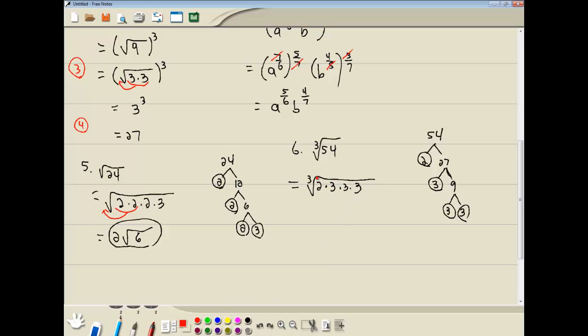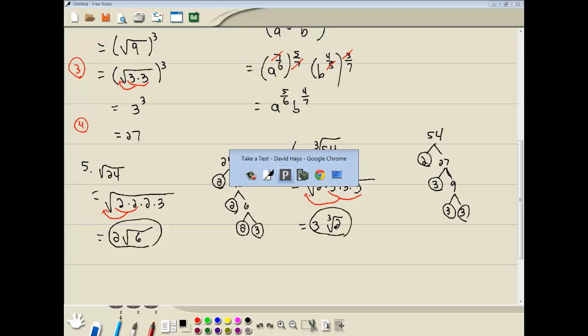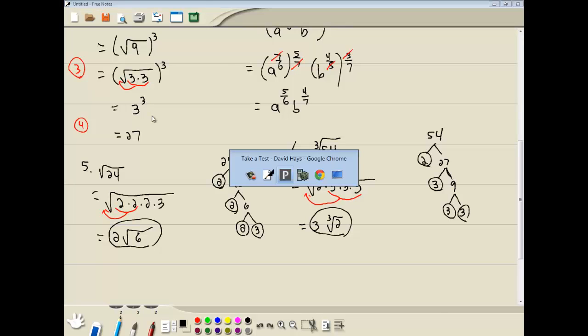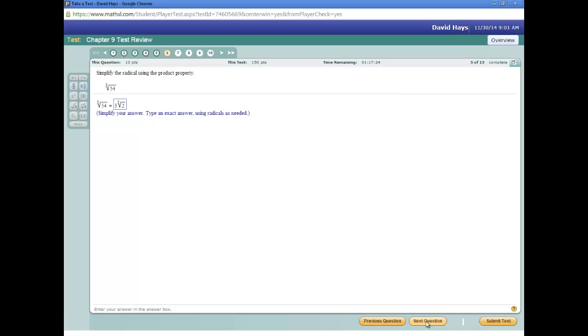Now our index in this problem is the cube root. The index is the number in the slot, which is a 3. Means we're looking for a set of 3 of something. Well, here's 3 3's. So those 3 3's are going to come out in front as a single 3. And that would be our answer. 3 cube root of 2. Check that. 3 cube root of 2. Okay. Next question.